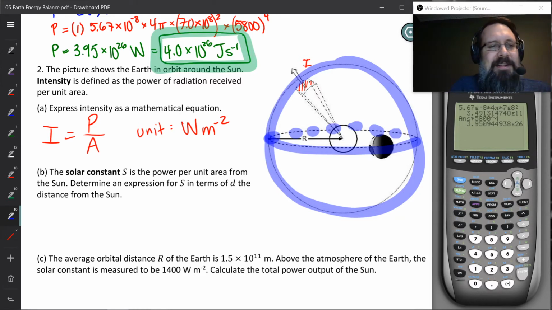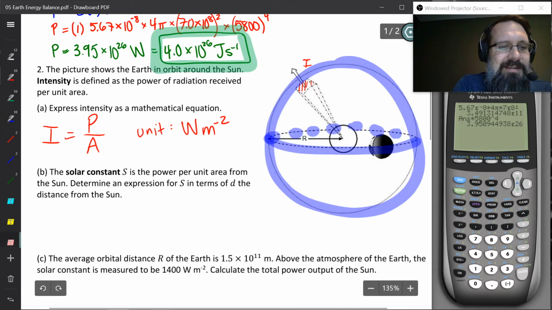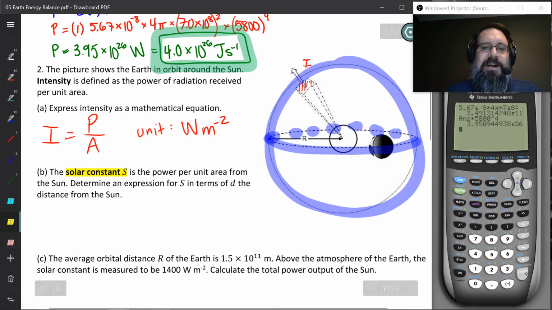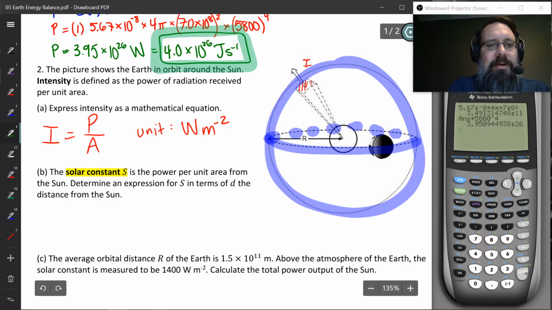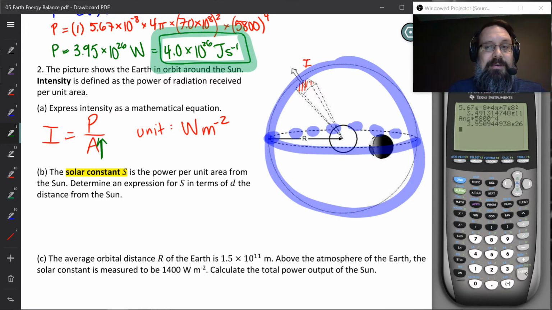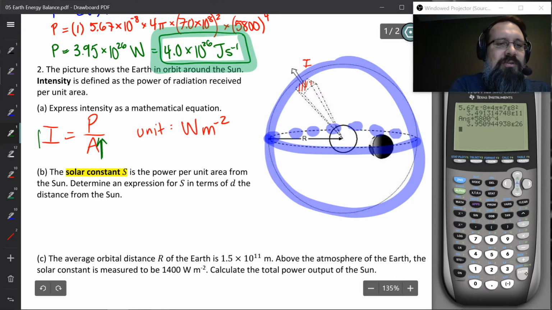So we define this concept called the solar constant, and it's given the symbol capital S. The solar constant is the power per unit area from the sun. We want to determine an expression for the solar constant in terms of the distance from the sun. Obviously, as you get further and further from the sun, the power is spread out over a greater and greater amount of area, which means that the intensity, or the solar constant, is going to drop down.